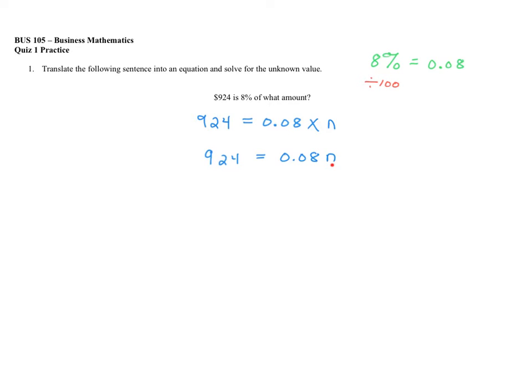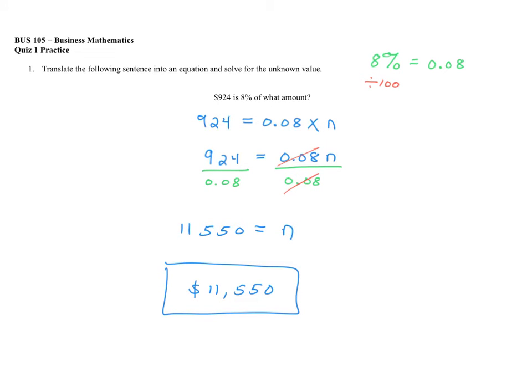To solve for n, I'm going to divide both sides by the number in front of it. So to both sides, I will divide by 0.08. On the right, those two things cancel, leaving us with just n. And on the left, I'm just going to get my calculator out and say, okay, 924 divided by 0.08 is equal to, let's see, we get 11550, meaning the answer is $11,550.